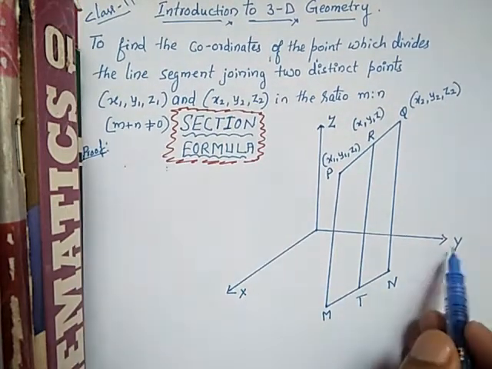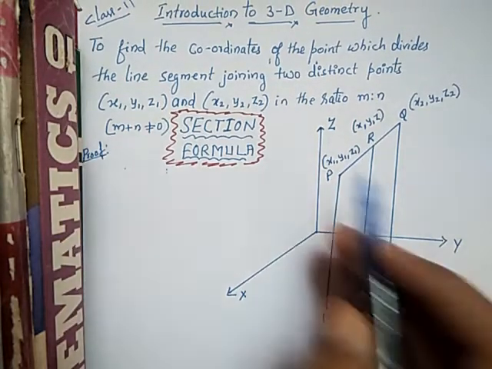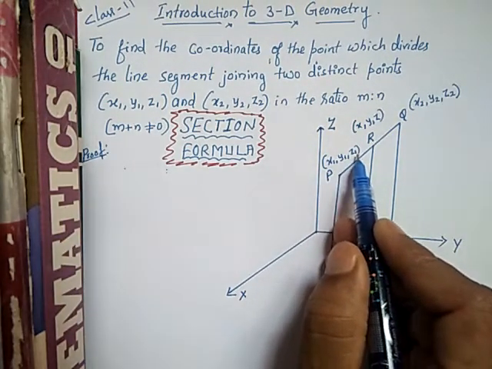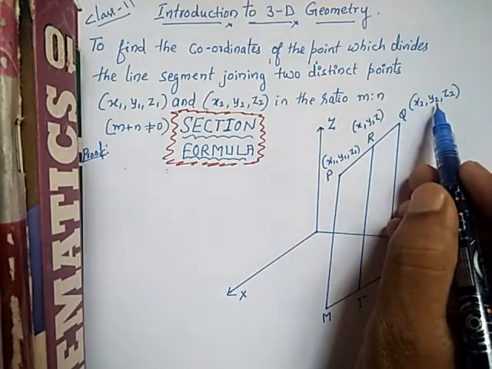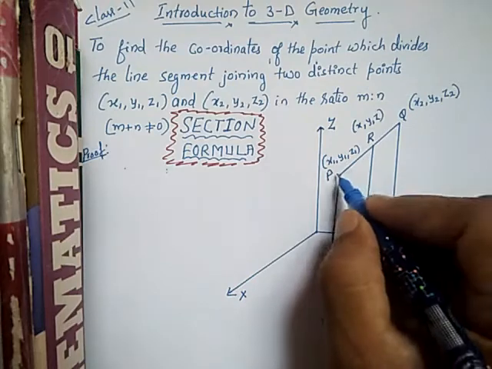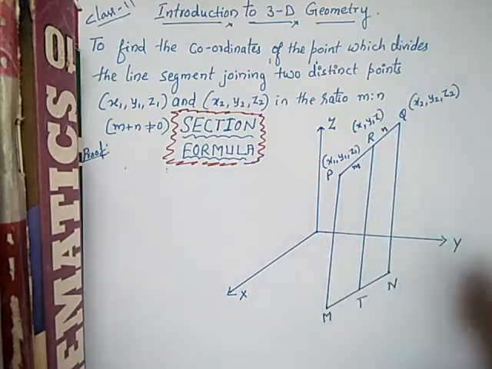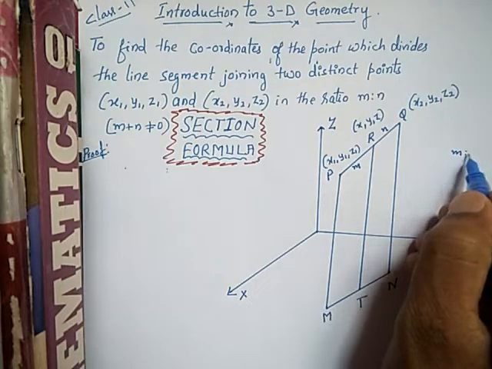This is the x-axis, this is the y-axis, and this is the z-axis. Here I have drawn one plane. Here we have considered the point P of x1 y1 z1 and Q of x2 y2 z2 that I have taken. Okay, so I will take this PR in the ratio m and this in the ratio n, m is to n ratio I will consider.